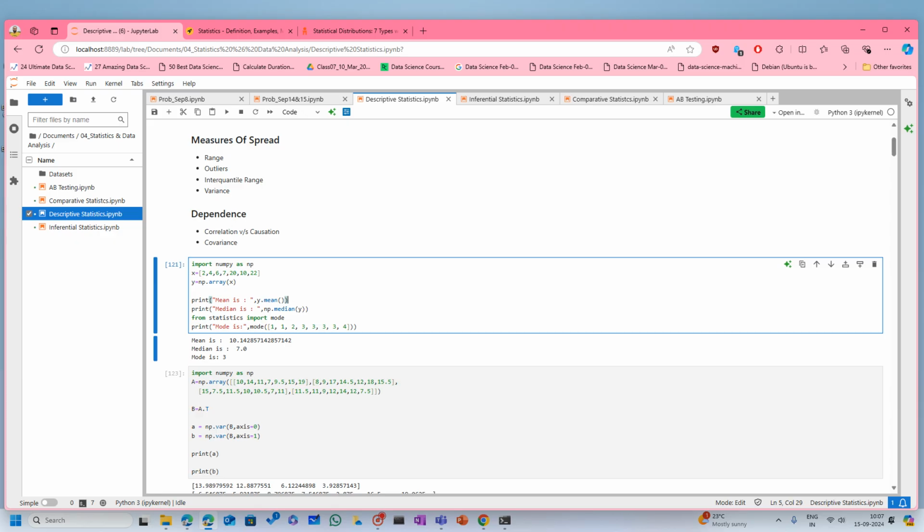Okay. And median is nothing but the centermost value. What is the centermost value if you notice here? There are three values after this and three values before this, hence the centermost value is 7. So hence the median becomes 7.